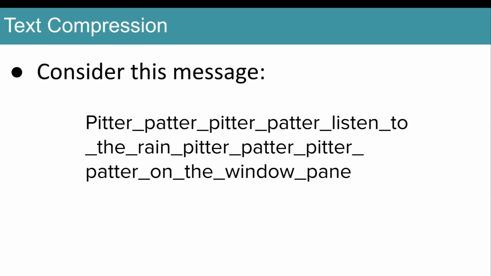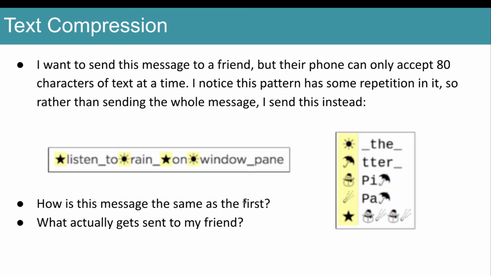So consider this message: pitter patter, pitter patter. Listen to the rain, pitter patter on the window pane. You can look at this message and you can see that there are repeated patterns in this message. So the TTER appears here and here and here and here. So we can use a text compression strategy to reduce the size of this message without losing any accuracy. Why would we want to do that?